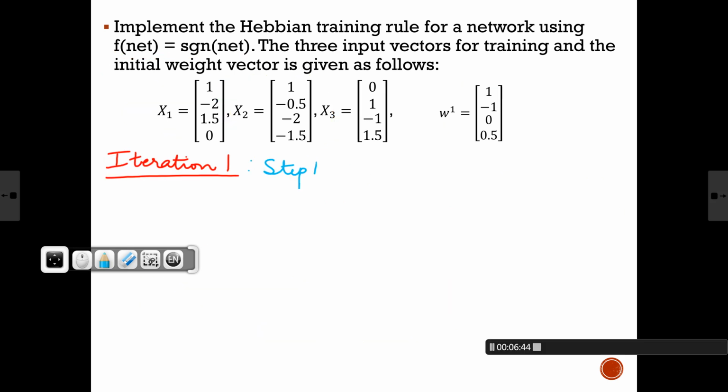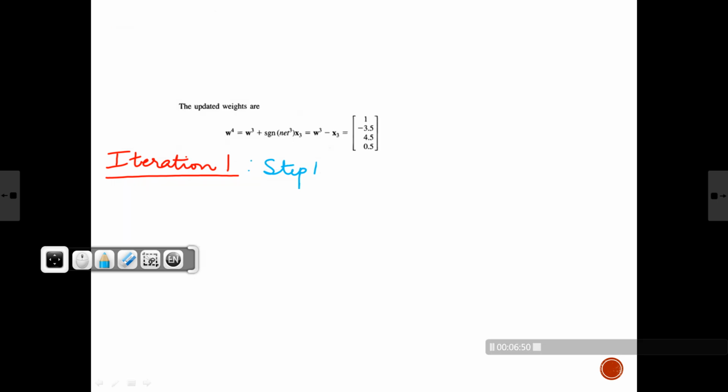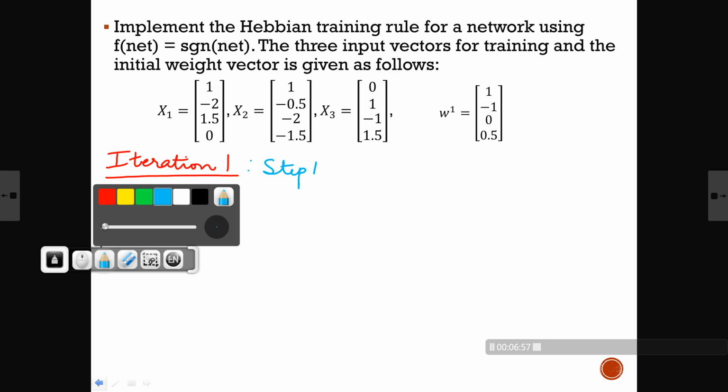Now iteration 1, step 1. What is the first step? The first step is to present the pattern.